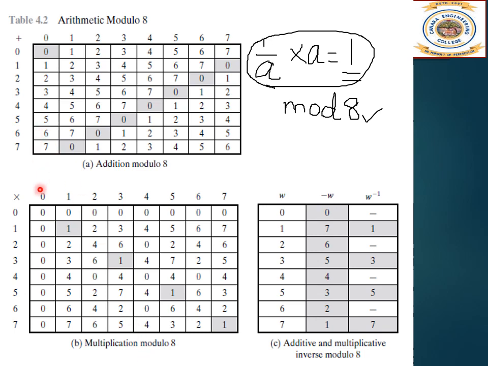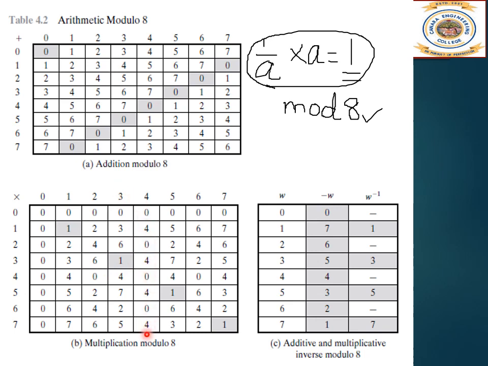Now for 0, nowhere are we going to get 1 here. If I come to 1, 1 and 1 give 1, so the multiplicative inverse for 1 is 1. If I come to 2, do I have a 1 entry in this particular column? Nowhere I have 1. So 2 does not have a multiplicative inverse. Coming to 3, when I check the corresponding entries in this column, I have entry 1 for 3. So 3 into 3 is 9, and 9 mod 8 is 1. So the multiplicative inverse of 3 is 3.